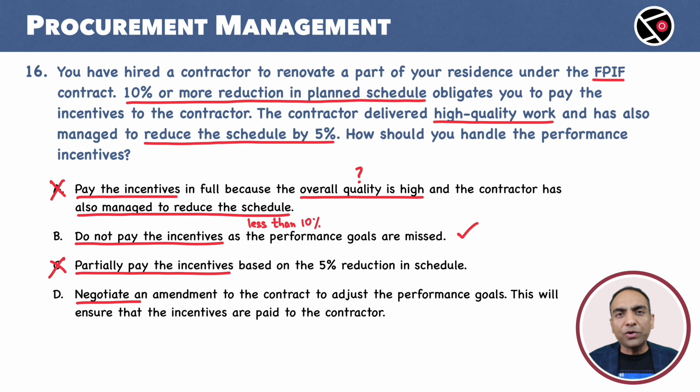D. Negotiate an amendment to the contract to adjust the performance goals. This will ensure that the incentives are paid to the contractor. This is quite abrupt. It is not a decision that can be taken easily. All relevant stakeholders, from project manager, legal, purchase, and others, should be involved. It is a hard, time consuming activity. Not my choice. B is the correct option.